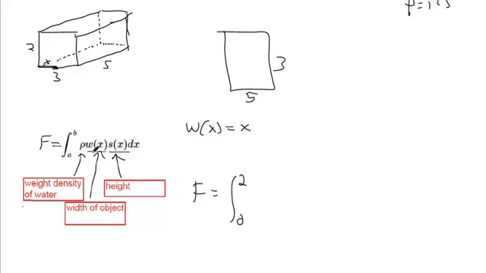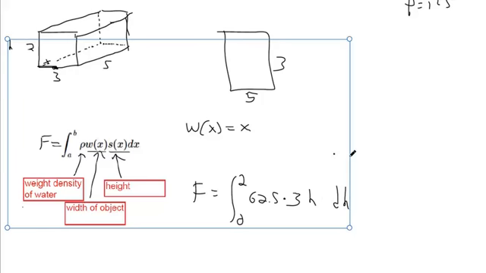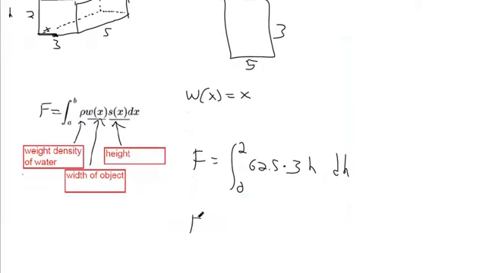We need to come up with a function for it. But the width is constantly 3 here. 62.5 for the density of water. The width is not a variable. It doesn't fluctuate. It's just 3. The height does change. Right here, it's a certain distance off from the ground. Here it's a different distance. Here it's a different distance. The height goes from 0 to 2. So if you wanted to, you could do this without calculus, but that would be the calculus setup.